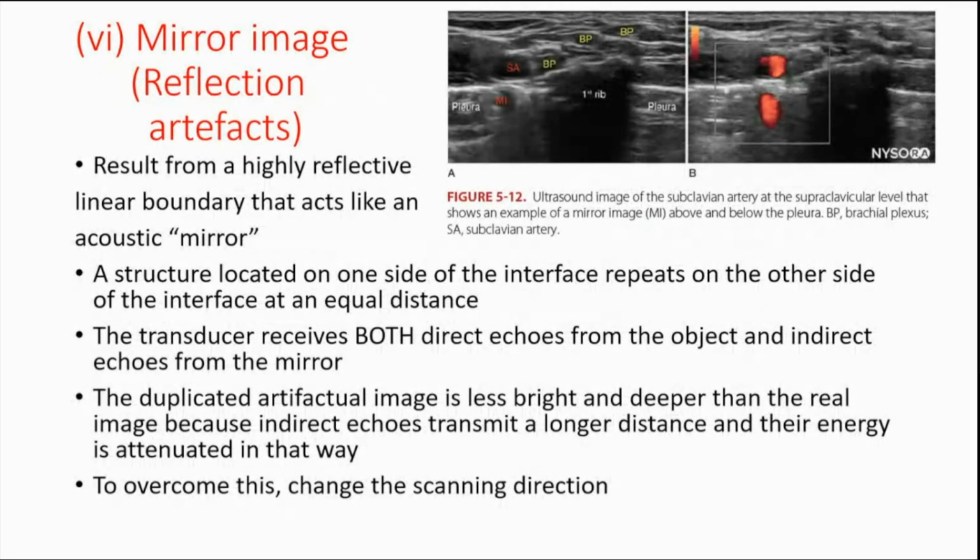Next, we have reflection artifacts or a mirror image. This often results from a highly reflective linear boundary that acts like a mirror itself. So the structure located on one side of the interface often repeats on the other side like a mirror at an equal distance. So the transducer receives both direct echoes from the object as well as indirect echoes from the mirror. The duplicated artifactual image will be less bright and deeper than the real image because indirect echoes travel a longer distance and their energy is attenuated or weakened in that way. So to overcome this, we can consider changing the scanning direction.